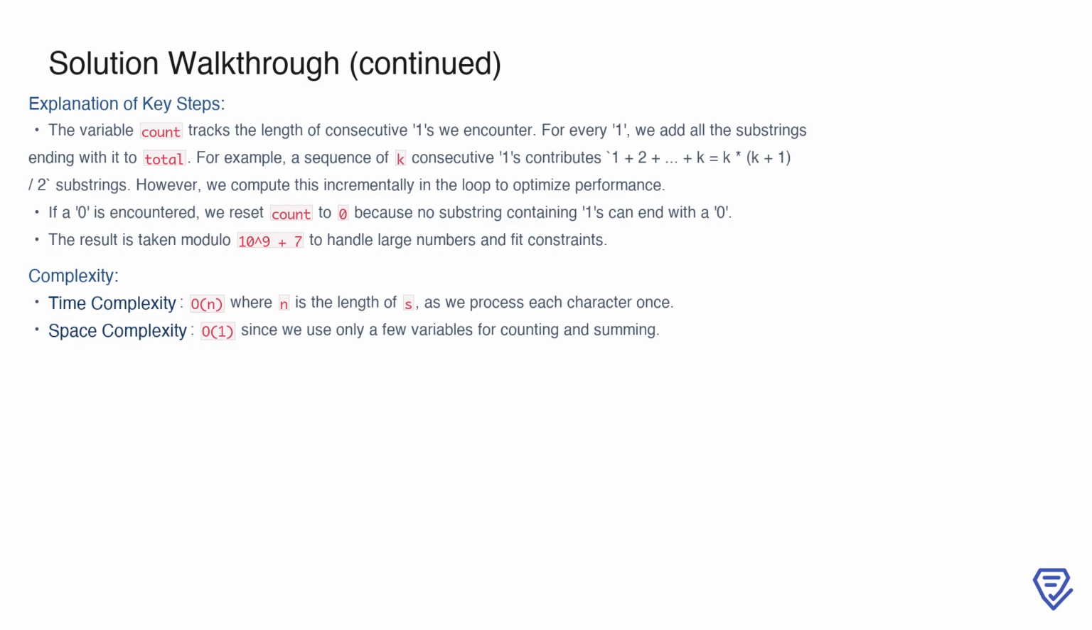When a 0 is encountered, we reset count to 0 because substrings of ones cannot end with a 0. Finally, to handle large numbers and fit within constraints, we take the result modulo 10^9 + 7. The time complexity of this solution is O(n), because we process each character in the string exactly once, and the space complexity is O(1), since we use only a few variables.